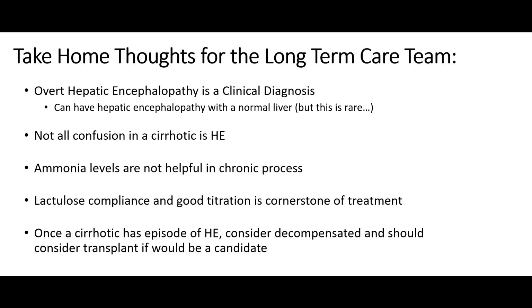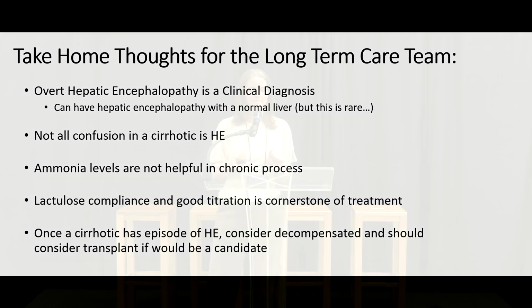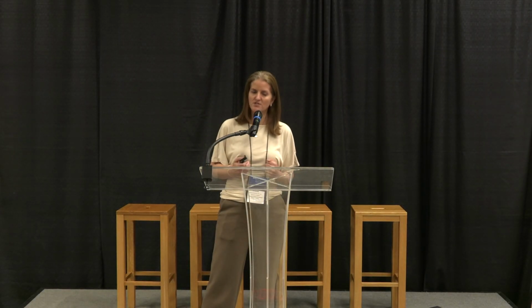So, take-home points. Overt encephalopathy is a clinical diagnosis. This is something that you know how to diagnose. Not all confusion in a cirrhotic is necessarily HE, so you want to think of all those things. You do not need to use ammonia levels. They are not helpful and they're not good. Don't do them. Lactulose is the mainstay of treatment. Compliance is hard, but good titration, good poops, is the cornerstone of treatment. Think about Miralax, though. It's a nice option.